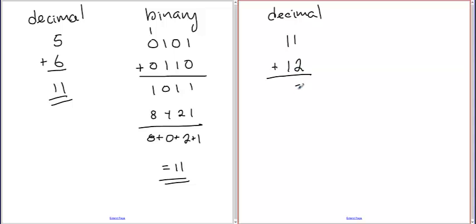1 plus 2 is 3. No carry. 1 plus 1 is 2. So that's 23. Okay.